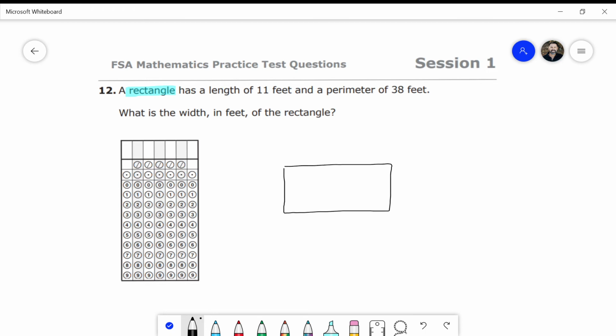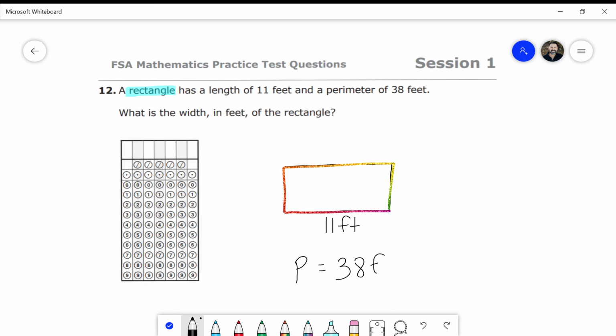It says the rectangle has a length of 11 feet, so I'm going to go ahead and write 11 feet for my length. And then it says a perimeter of 38 feet. So the perimeter is the measurement that goes around the shape. The entire shape has a perimeter of 38. So I just like to put that on the bottom. So the perimeter is 38 feet.